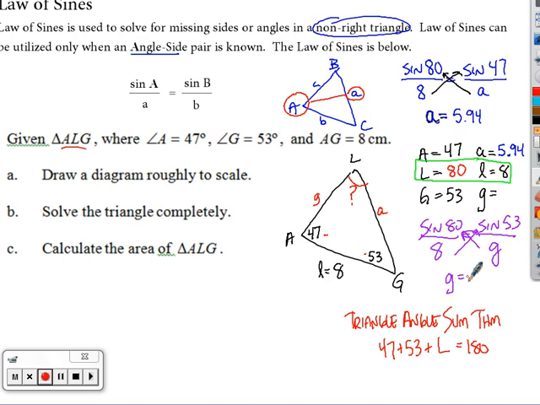So 8 times the sine of 53, and then divide that answer by the sine of 80 without rounding anything off, and I end up getting 6.49 for that third side.